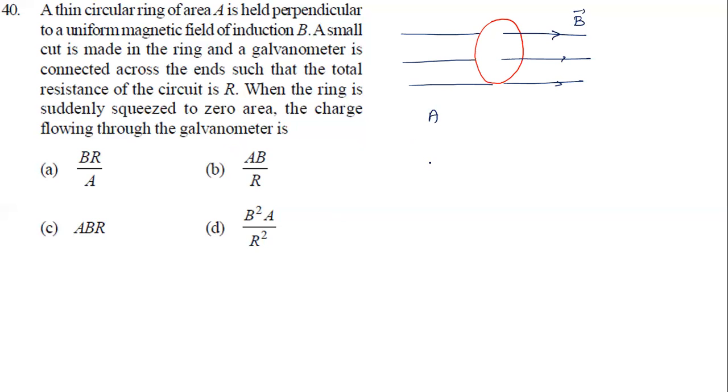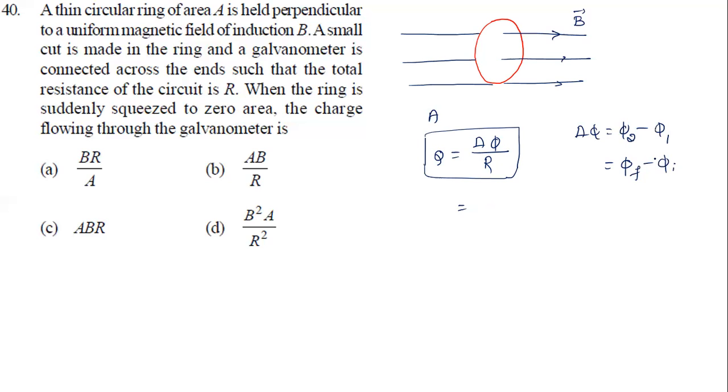As we got the relation previously, charge is equal to change in flux divided by resistance. Do you remember this formula? We proved this equation also. I'm going to take this equation directly from the previous class. Now delta phi means the change in flux, phi 2 minus phi 1, that is, final flux minus initial flux.